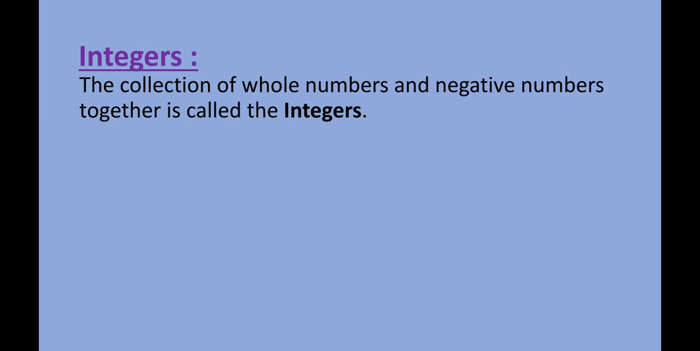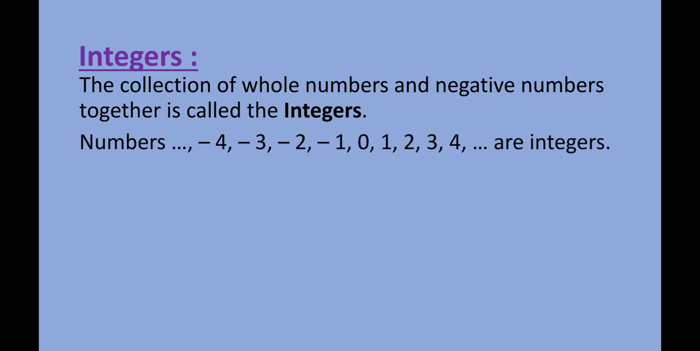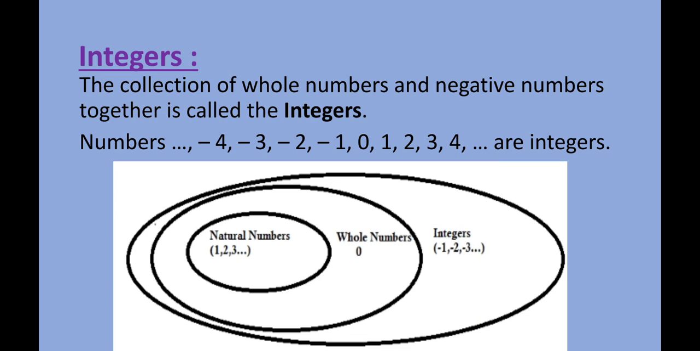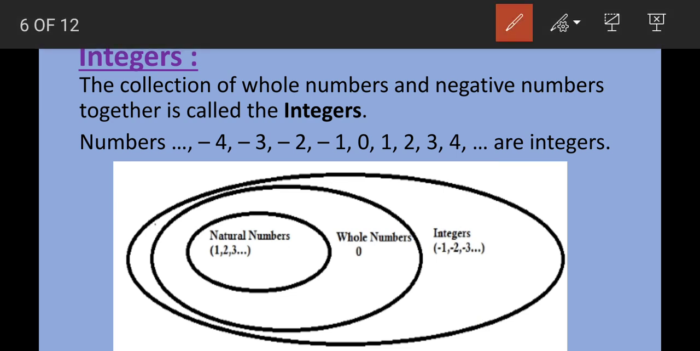Now come to the topic, that is integers. As you have already discussed about whole numbers and negative numbers, we can say that the collection of whole numbers and negative numbers together is called integers. If we add whole numbers and negative numbers, we get the collection of integers. So here are the numbers, that is -4, -3, all these negative numbers, and all positive numbers including 0 are known as integers. So here is the natural numbers. If we add 0 to natural numbers, we get whole numbers. Then if we add negative numbers to that, we get integers.